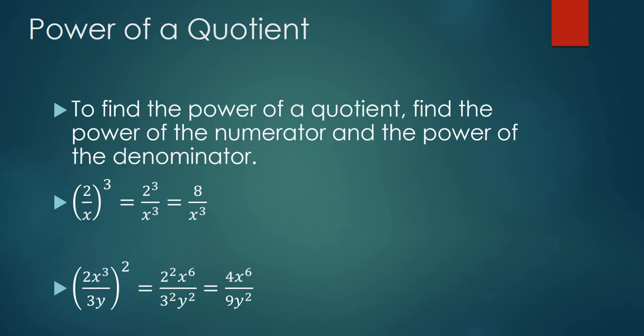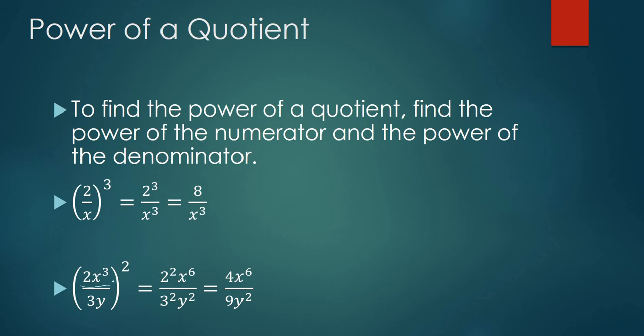Okay, the next rule is called the power of a quotient. And you don't need to memorize the names of these rules, you just need to know how to use them. To find the power of a quotient, in other words, the power of something that is being divided, find the power of the numerator and then the power of the denominator. So 2 over x, cubed, is the same as 2 cubed divided by x cubed, and we can simplify that to 8 over x cubed.